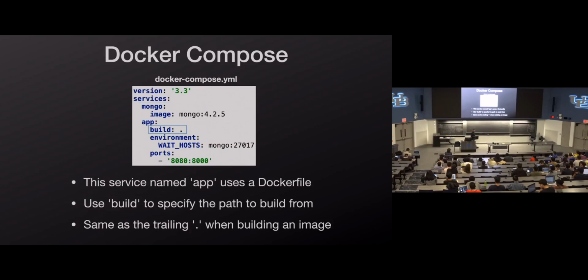When building the app, I'm going to specify the Docker file that I want to use. Specifically, I'm going to specify the directory where the Docker file lives. This is the same as that trailing dot when we built images in the last lecture. I'm going to say dot, build, dot: look in the current directory, the same directory as the Docker Compose file, find a Docker file in there, and use that to create this image.